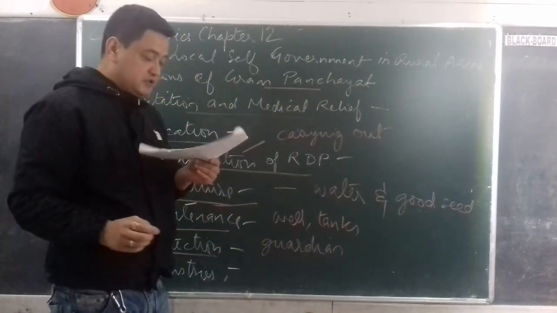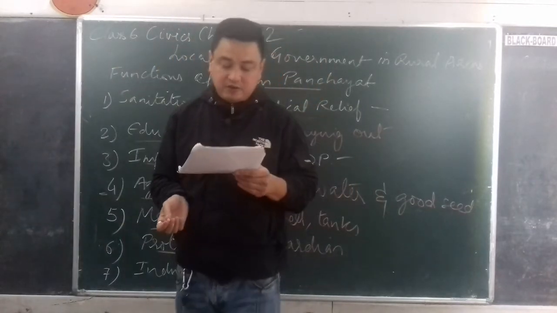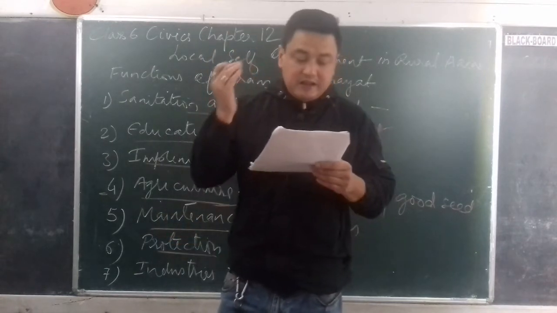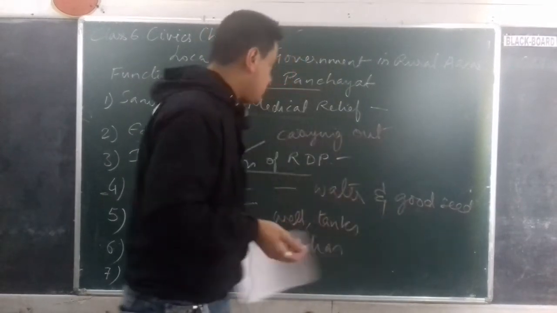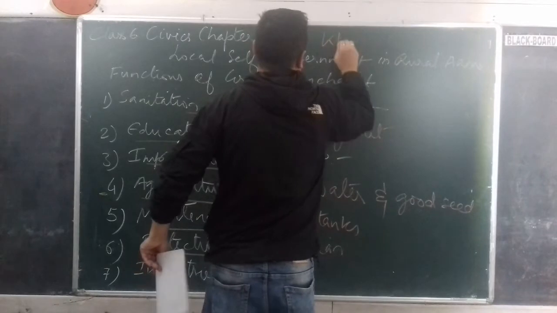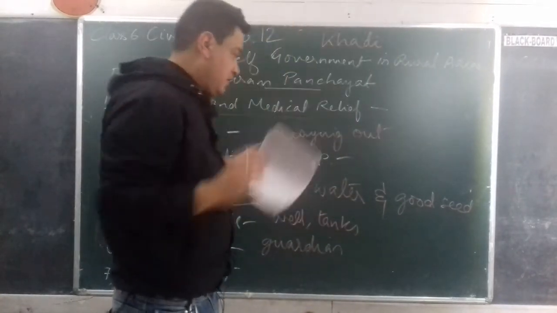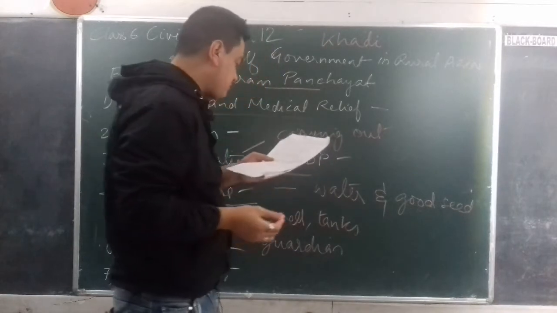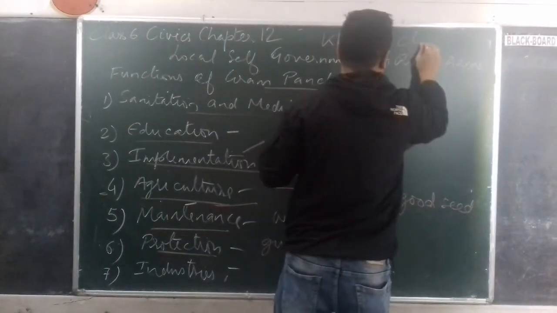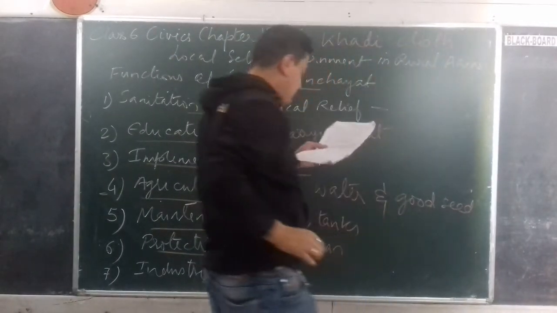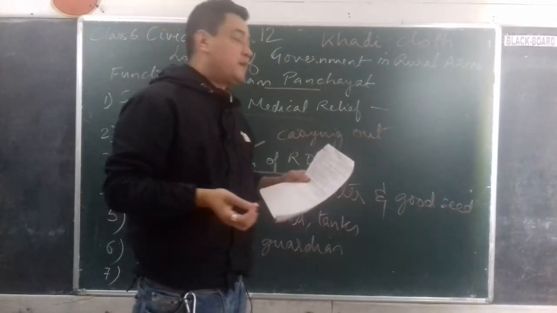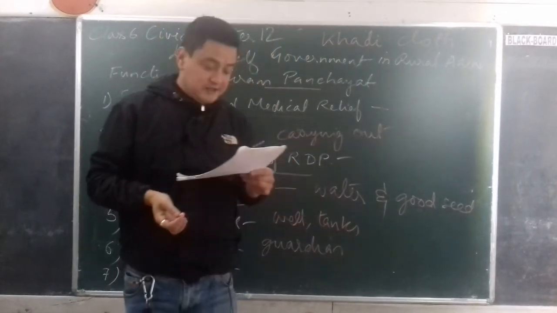And industries. Whenever we are talking about industries, it produces basically khadi cloth. Khadi is produced in India. This is a type of cloth which is worn during the summer season. This khadi cloth is basically produced in the villages.